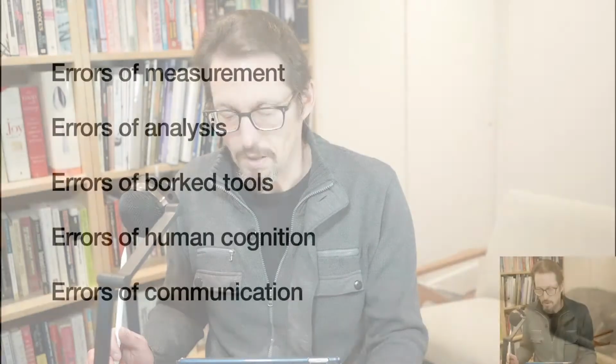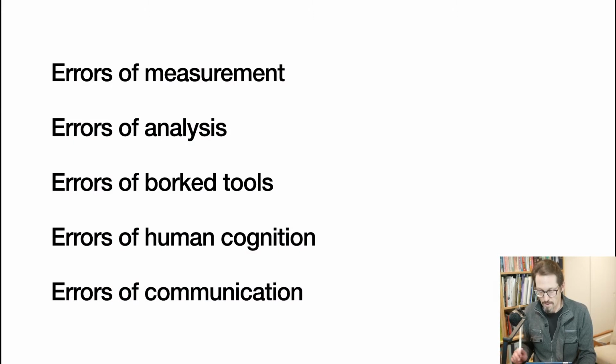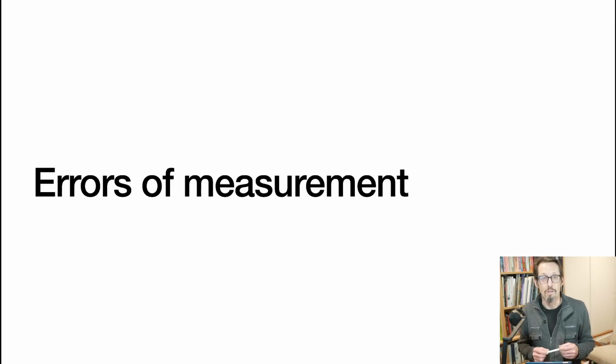So today we're going to talk about errors of measurement, errors that stem from analysis, errors that come from broken tools, or borked tools if you're from my generation, errors of human cognition, and errors that come from a lack of ability to communicate. So we're going to lead off with the measurement problems.